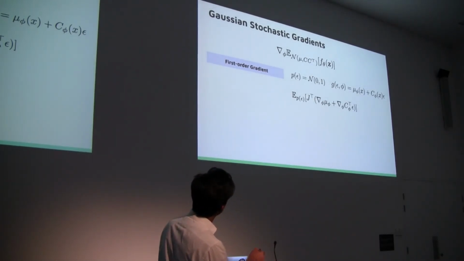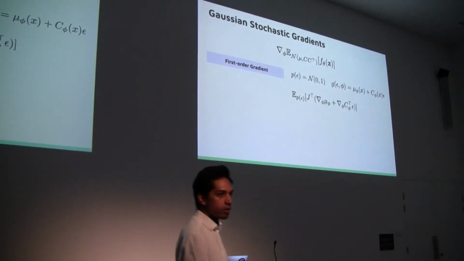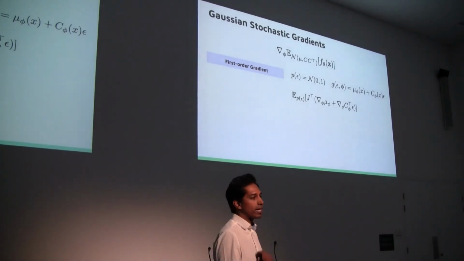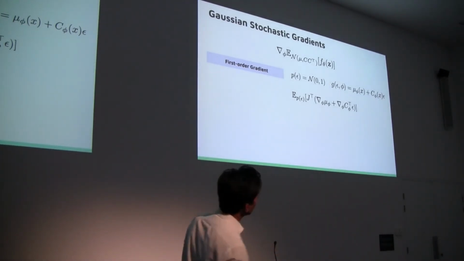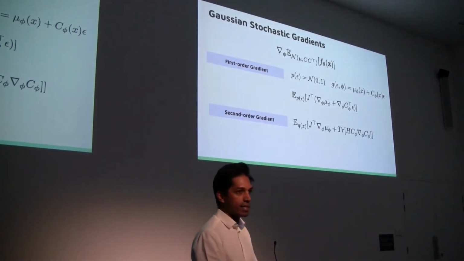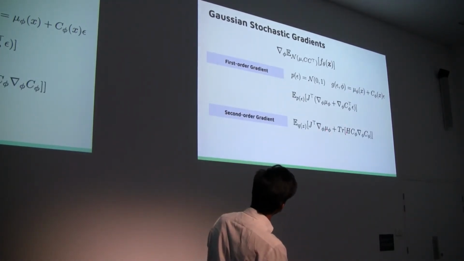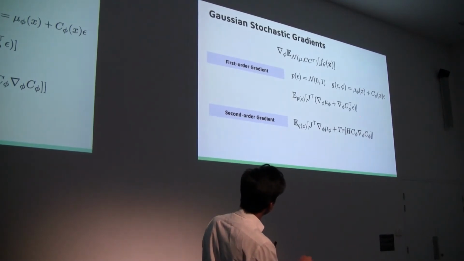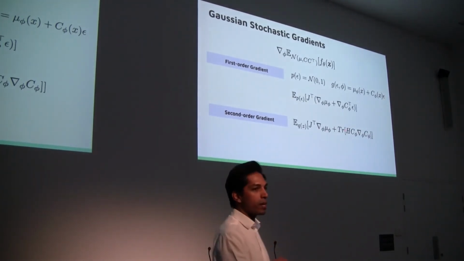But there is another famous theorem, which is called Price's theorem, and Price's theorem helps us relate gradients to the higher order properties for Gaussians. So we can come up with a second order gradient estimator, which is the same as before, but now this second term actually pre-multiplies by the Hessian.